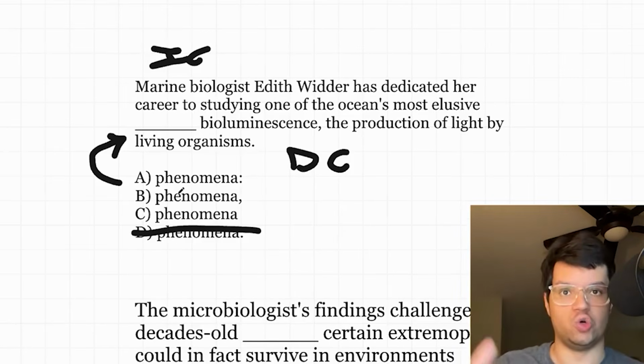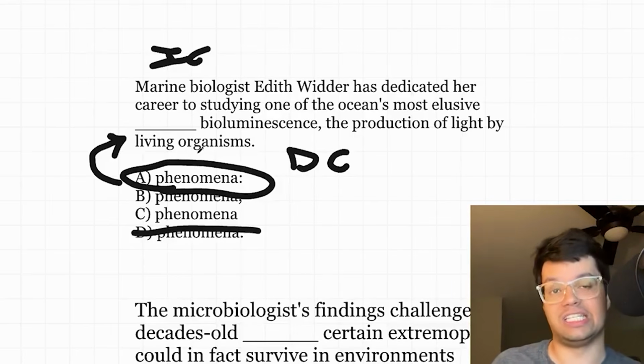So now I have to go to the other rules. And I know that colons are always used for extensions. So therefore we should go for A for the answer. It's even better than a comma.